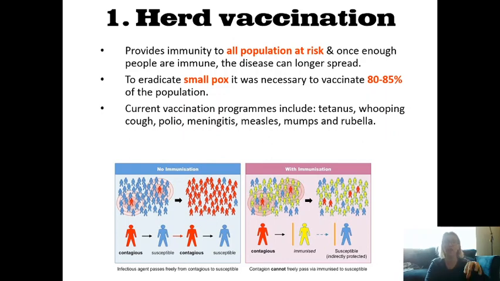And then that provides protection to any people that don't have that particular vaccination. As I said earlier, we've had really good success rate with herd vaccination, and we've managed to eradicate smallpox. However, it took a lot of effort. They had to vaccinate 80 to 85% of the world population. So not just in a small area, but the whole world needed to be vaccinated against smallpox. At the moment, as I said, we've got other herd vaccination programs, so things like tetanus, whooping cough, polio, meningitis, measles, mumps, and rubella.